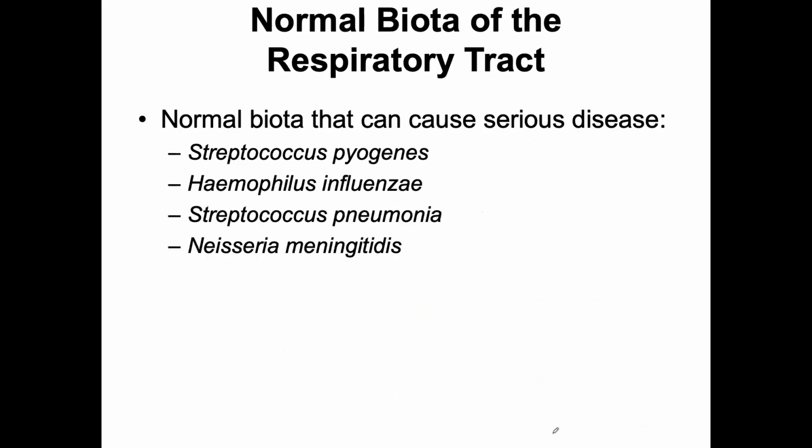Some of these can cause big problems. Strep pyogenes is something that we commonly find in the oral cavity. Haemophilus influenzae, Streptococcus pneumoniae, and Neisseria meningitidis all are pathogens, right? And what are the diseases? Well, pneumonia.